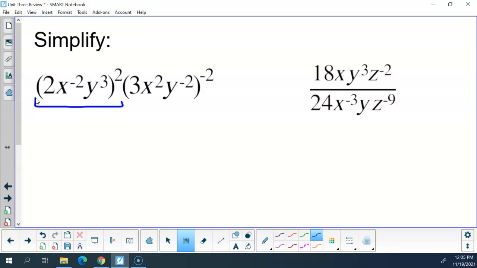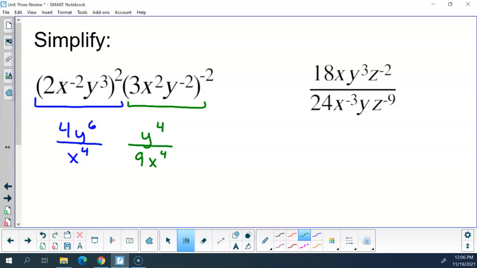I'd rewrite that one as 4y to the 6th power over x to the 4th power. I'd rewrite this one as y to the 4th power over 9x to the 4th power. Which gives me a final answer of 4y to the 10th power over 9x to the 8th power. Questions?